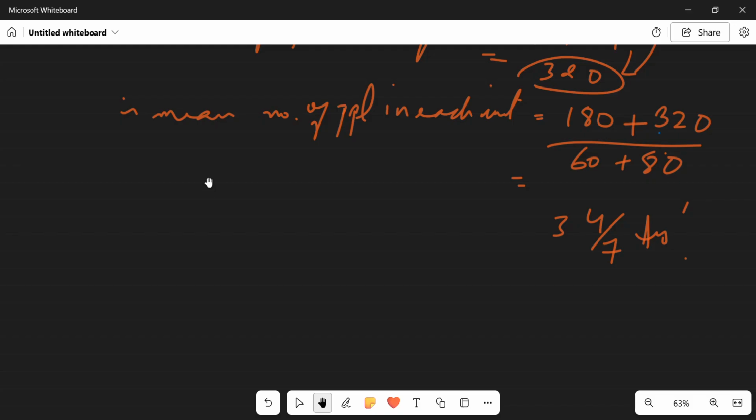So first of all, again, we are talking about mean, so we need to find the total mass. So the total mass of students in class A. It's similar to the questions that we have done in the previous ones. It's the same thing.